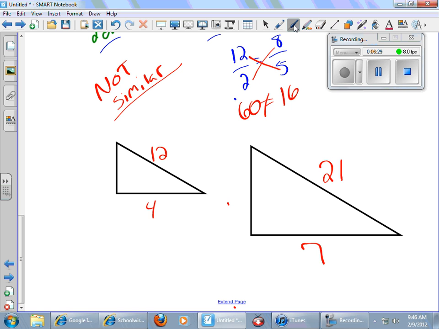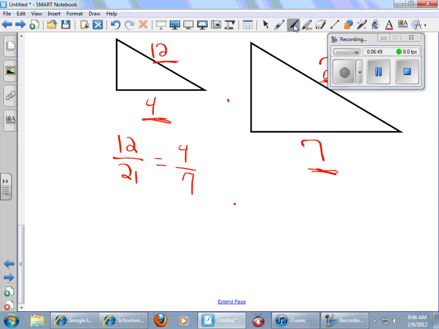If you're watching at this point, I'm assuming that you're ready to set your proportion. This time I'm going to go hypotenuse over hypotenuse, 12 over 21, and then horizontal leg over horizontal leg. And notice I was very consistent. I started on the left on both sides. Pardon me, I'm fighting off a little cold here. All right, I'm going to cross multiply, and I'm going to get 84, I believe, right? Then I'll multiply this way, and I will get 84. And they are equal to each other, so these polygons are similar.